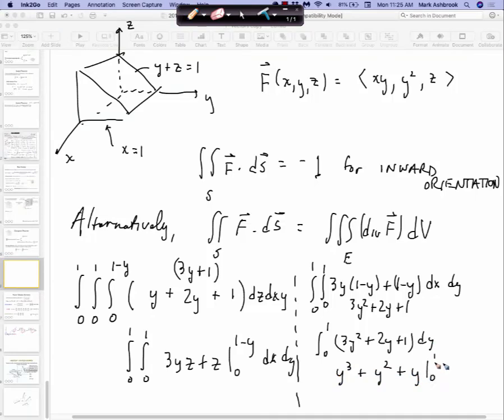Didn't work. What happened? We get 3? No, that's it. Negative 3y squared? Yeah. See? All right. So is it? You get 1.